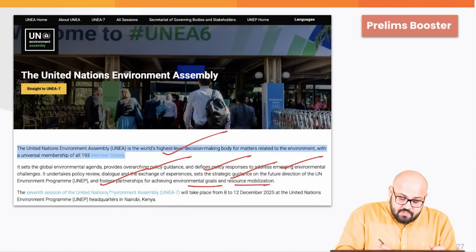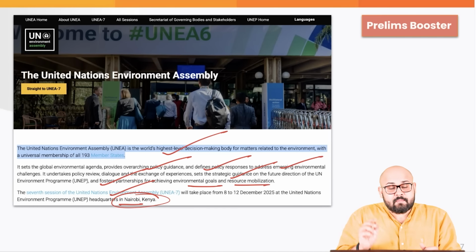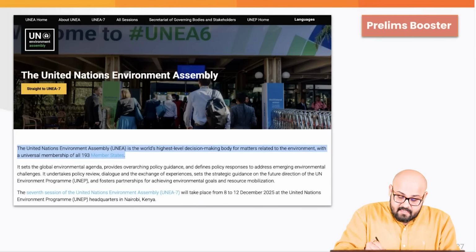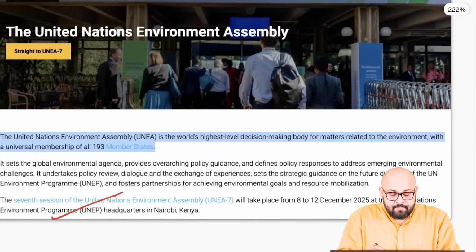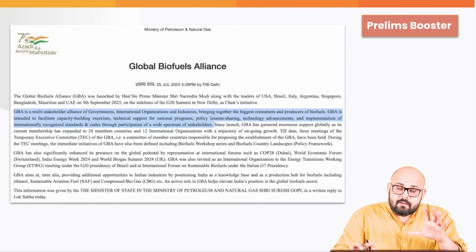The 7th session of the UNEA is being held in Nairobi, Kenya. Remember this, it can be asked. And also, one important thing which you have understood from this is that the headquarters of UNEP are itself in Nairobi, Kenya. Okay, let's talk about the Global Biofuels Alliance.